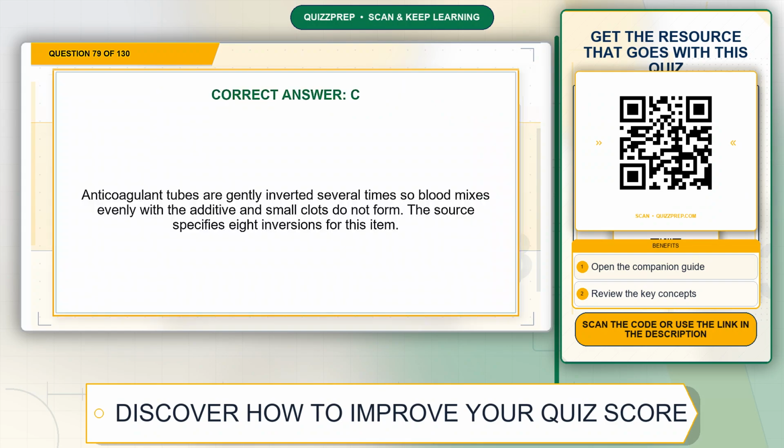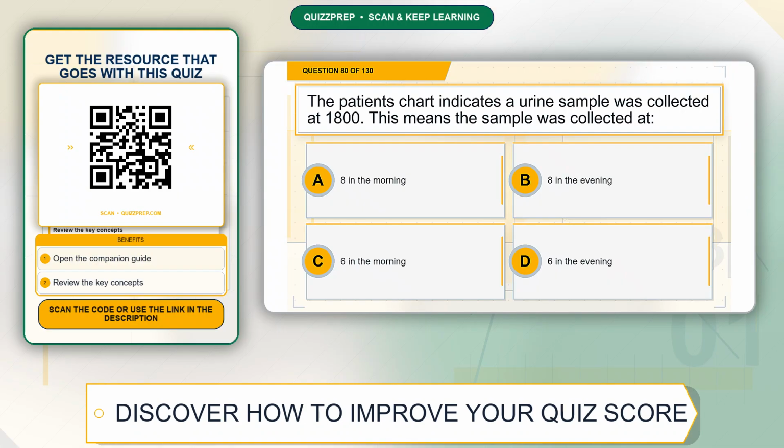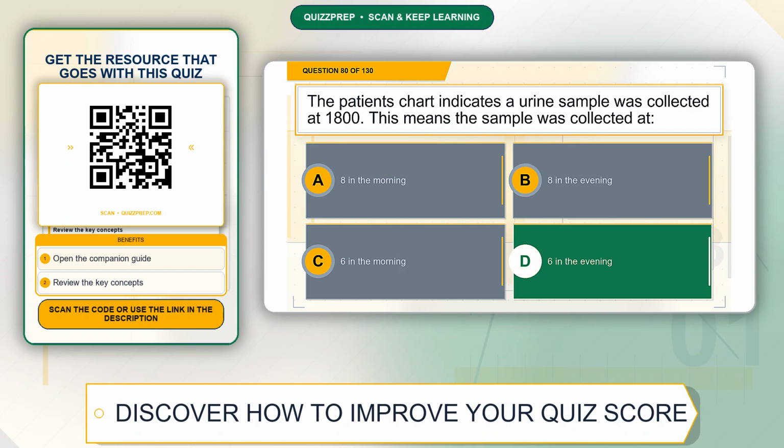Explanation. Anticoagulant tubes are gently inverted several times so blood mixes evenly with the additive and small clots do not form. The source specifies 8 inversions for this item. Question 80. The patient's chart indicates a urine sample was collected at 1800. This means the sample was collected at Option A, 8 in the morning. Option B, 8 in the evening. Option C, 6 in the morning. Option D, 6 in the evening. The correct answer is option D, 6 in the evening.